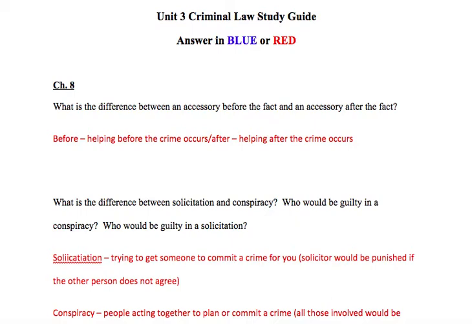Here is a quick overview of the Unit 3 study guide, criminal law. It's a very long unit, with many chapters involved. So here's a quick overview of what is expected for the test.